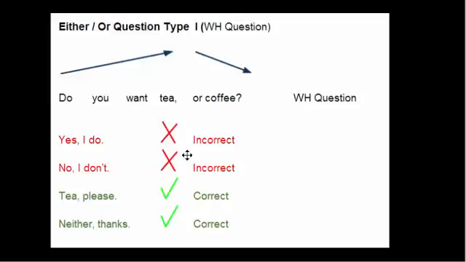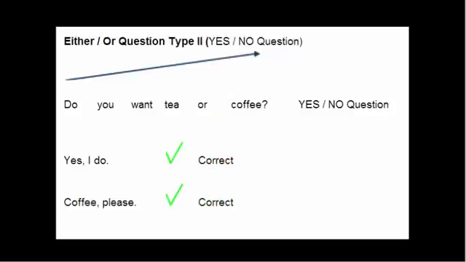If you say, yes, I do, that's incorrect. Or no, I don't, that's incorrect. You have to choose: tea, please, or neither, thanks, or coffee, thanks. Next one down, if we look at it, we can just go straight up. Do you want tea or coffee? And if you say, yes, I do, it sounds okay if I'm rising. Do you want tea or coffee? I do. But then, of course, you want to focus on the answer, coffee, please. Those are both correct answers.